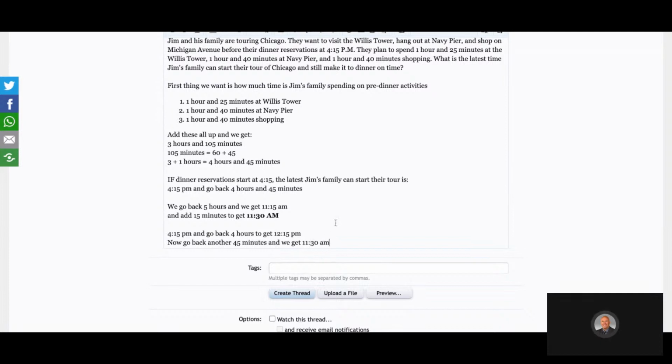So either way you want to do this, some people like to do exact time, some people like to go a full hour and then swing back. But the point of it is, the fastest way to solve this is add up the time before dinner and then walk backwards from the dinner reservation based on the exact amount of time of the tour, and you get your answer. So that is it.